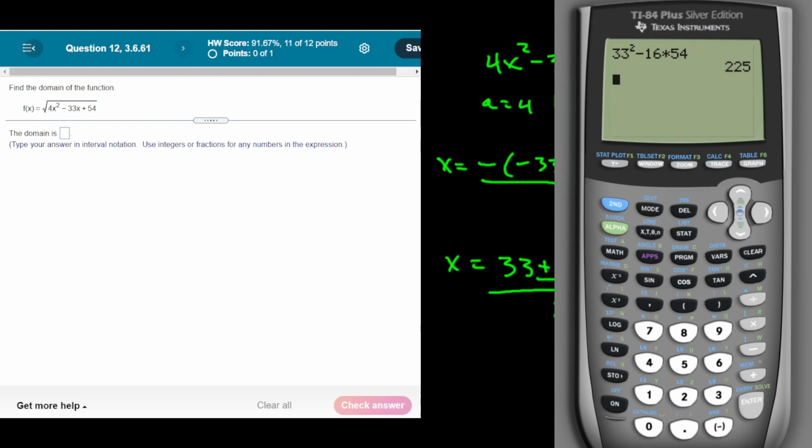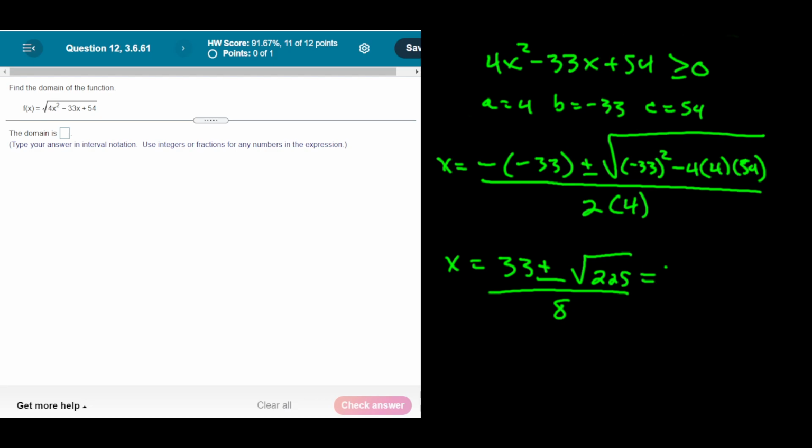The square root of 225 would give you a 15. Very nice, I guess. All right, so this is 15. So let's turn off the calculator. Okay, so this is 33 plus or minus 15 divided by 8. So what is 33 plus 15 divided by 8? Well, the first solution is 33 plus 15 over 8. Let's see, that's 48 over 8.